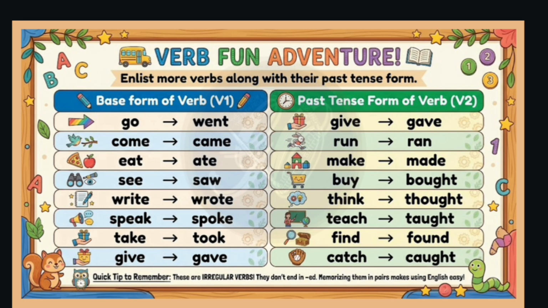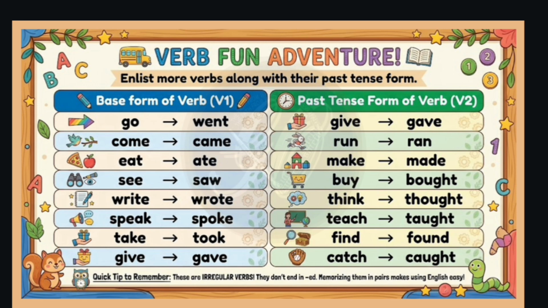So now we'll have an adventure with verbs. Children, I already told you that verbs have different forms. The first form of a verb is the base form. The second form is the past tense. And we also have a third form, that is the past participle. We will definitely discuss it in the next video. The base form tells us about present tense and the second form tells us about past tense.